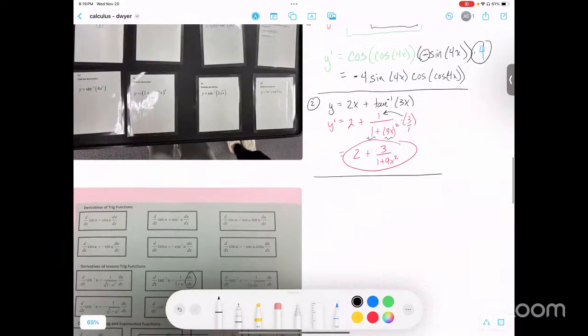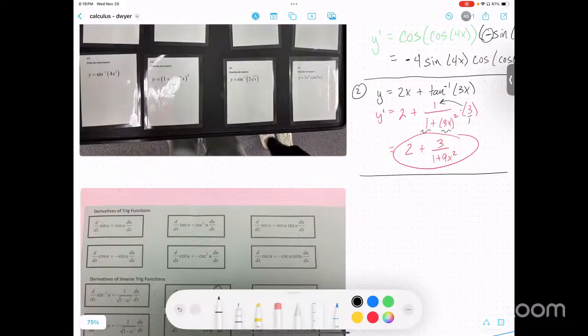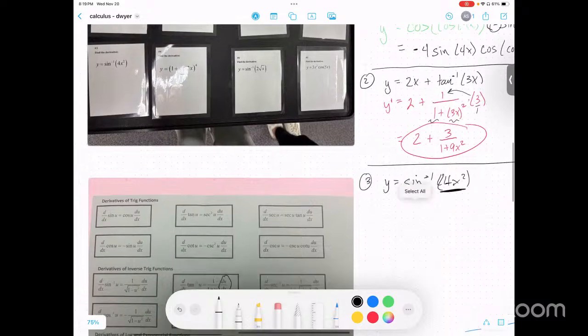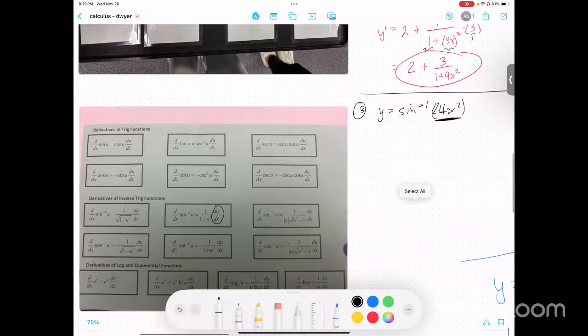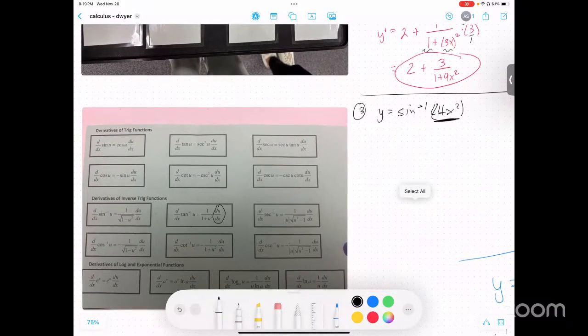Number 3 says y equals sine inverse of 4x squared. So that's your u, right? 4x squared is your u. All these things are written with the chain rule, assuming you're using the chain rule. So look at what your u is. The derivative is going to be equal to, I'm just following the rules.